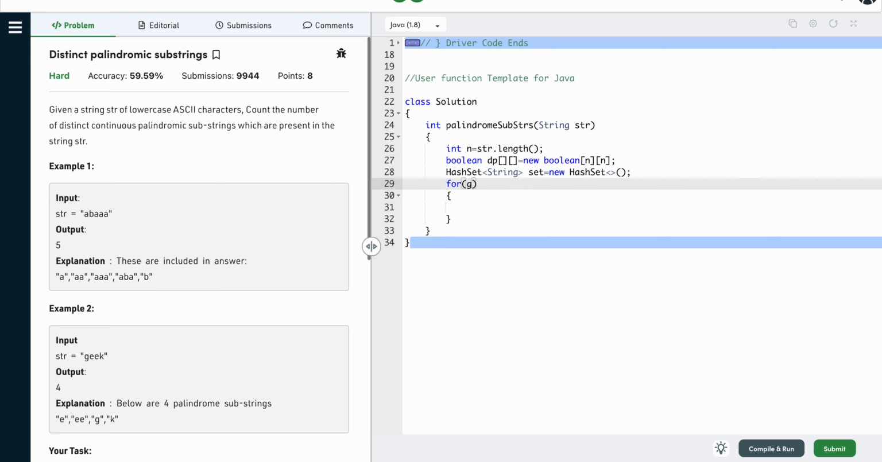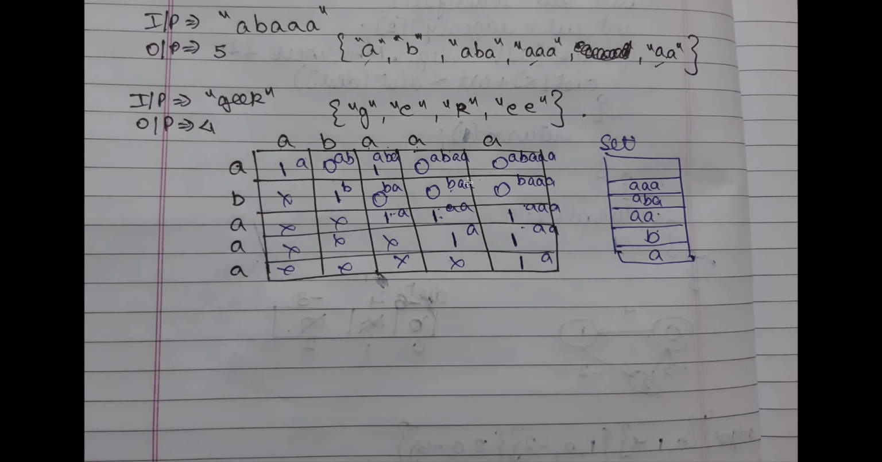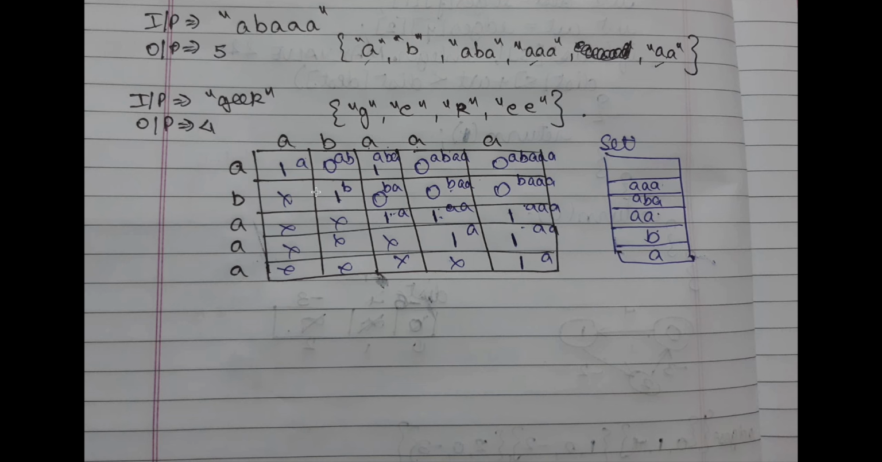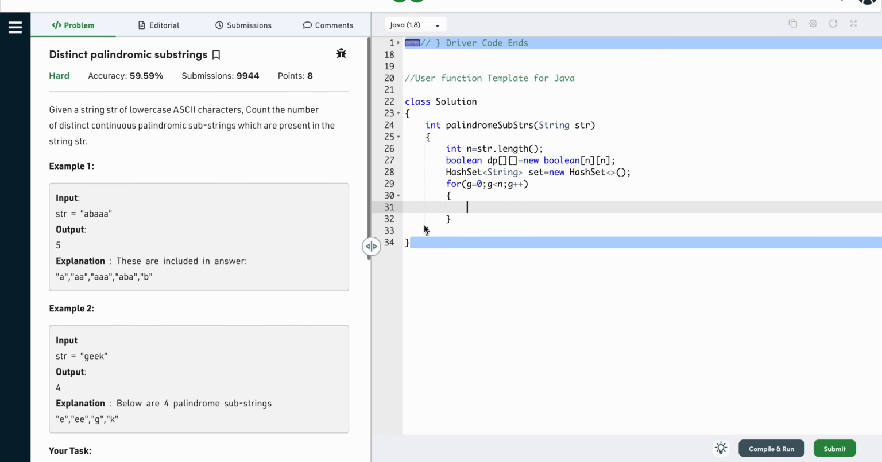Now I'll put g equal to 0, g should be less than n, and g plus plus. Now the gap, I am considering it as the first loop. The gap will be 0 for this, and it will be moving 1 2 3 4 like this. For the traversal of the array, I'll be taking i with my row and j with my column. Now let's proceed with it.